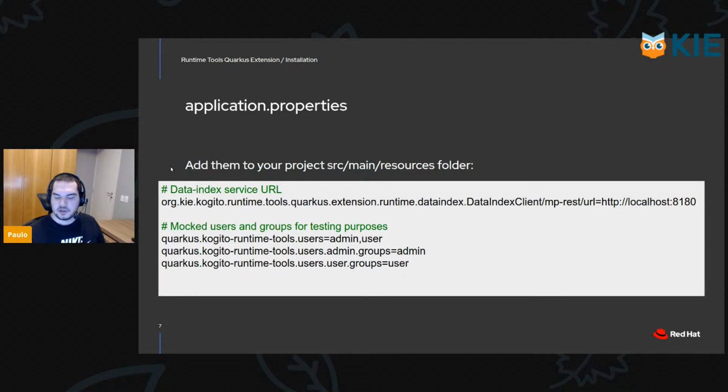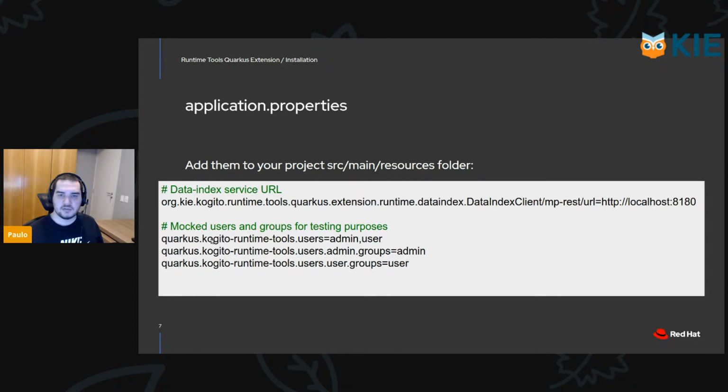So let's talk a little about these properties. The first one is the data index service URL. So as I mentioned before, we're still needing the data index to be run apart from your application. So for the extension to know where to get its data, we need to pass this property with the URL where the data index is going to run. And this will be eliminated in the future.